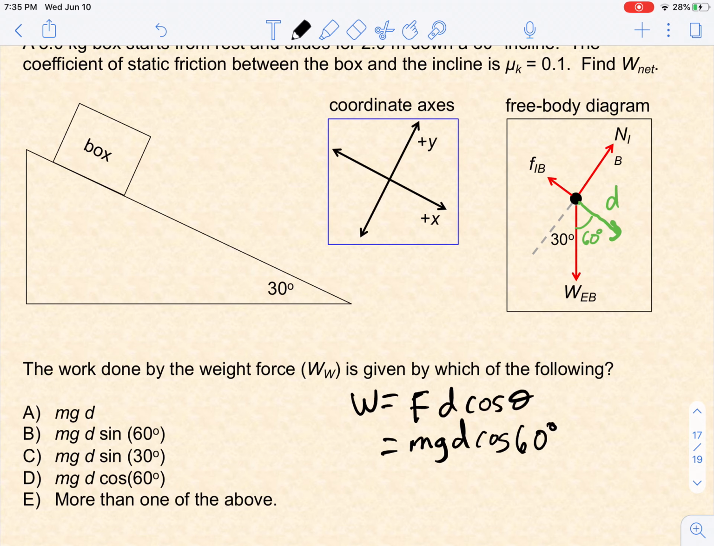Now that corresponds to this choice right here. It turns out that that also equals sine of 30 degrees because these are complementary angles. Another way you could think about that, instead of thinking about it the same way that we just did, is to think about the component of the weight force that's involved here, and then you would see that choice C would also be correct. Okay, so E is the correct answer here then, more than one.